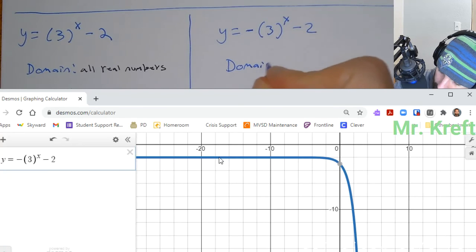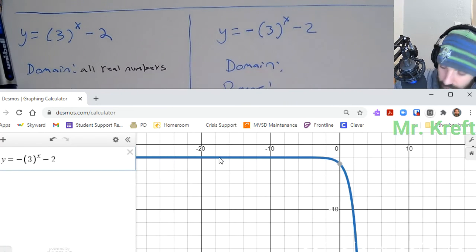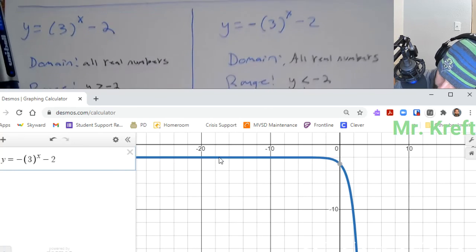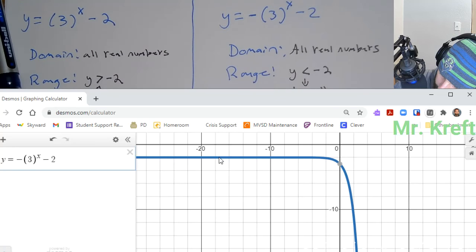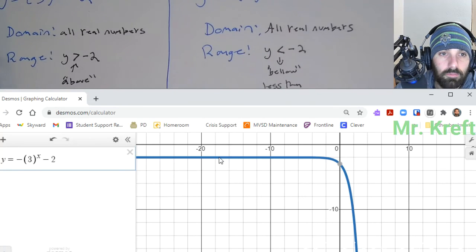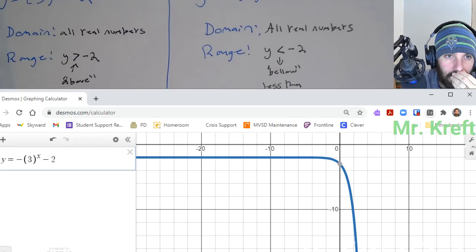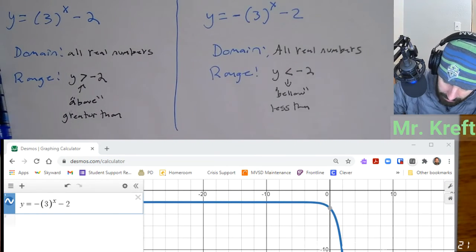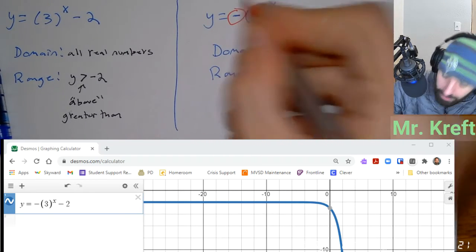right? And I have domain and I have range. So the domain is going to be the same, all real numbers. And the range would be y is less than -2. So this means below, but actually really means less than. Okay. So here, I gotta move this a little bit. There we go. Okay, so notice the key difference here is the negative.